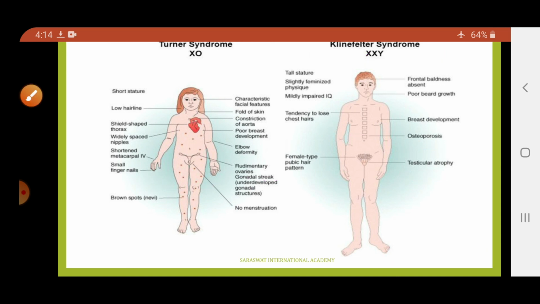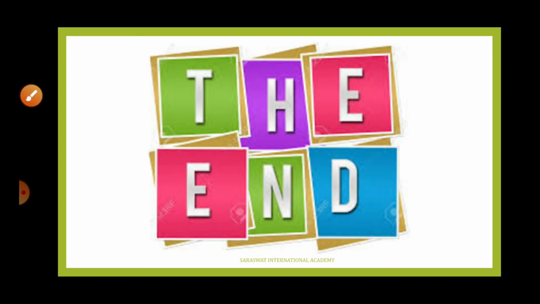So today students, we have ended this particular chapter. We have studied today pedigree analysis. We have studied the Mendelian as well as the chromosomal disorders. So we end our chapter here. We will begin the next chapter in the next video. Thank you students.